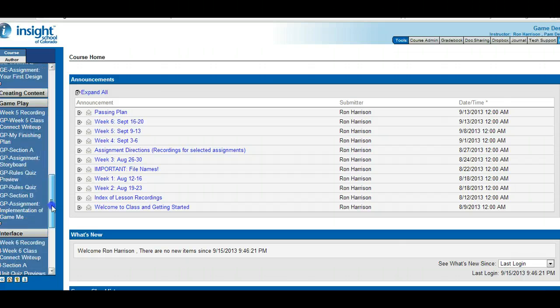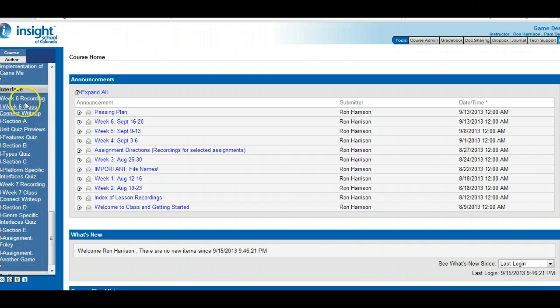And don't get confused, because when you go down here to the interfaces unit, you'll see here's the Week 6 stuff through A, B, and C, and then the Week 7. Week 7 is going to be covering the D and E sections of this. So interface has 2 units, or 2 weeks for this unit.